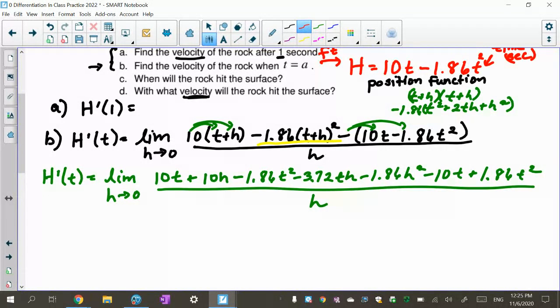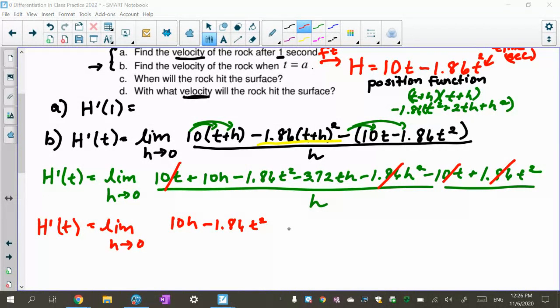Now again, as I go through this, I'm going to use Christmas colors. If we did it right, this whole back part should cancel, and it does. So thanks for playing. So now I have h prime of t. I love Christmas colors. It is the limit as h approaches 0 of 10h minus 1.86t squared minus 3.72th. Okay, so that's all that's left there, all over h.